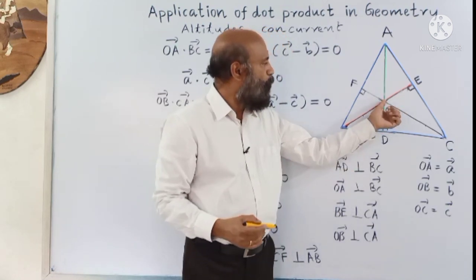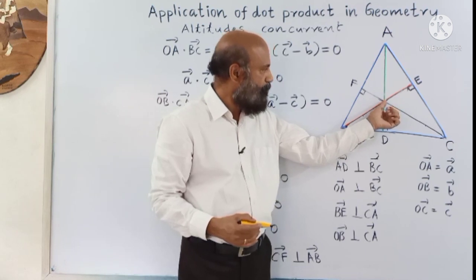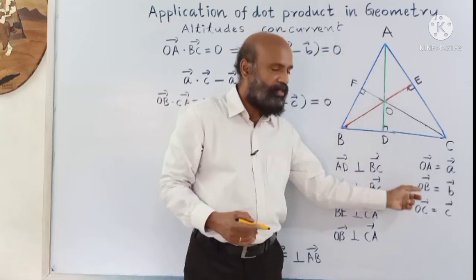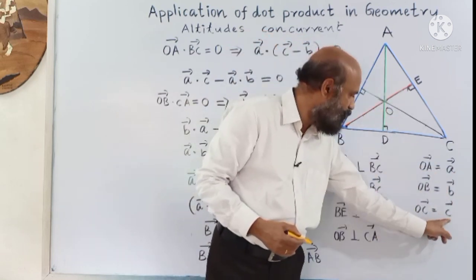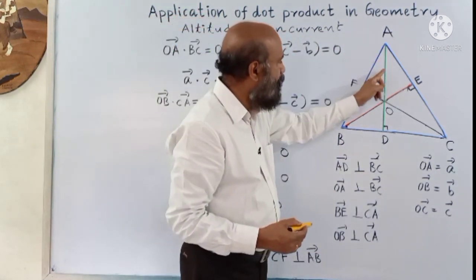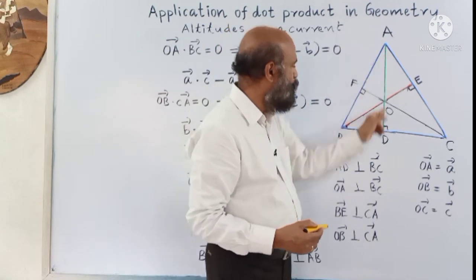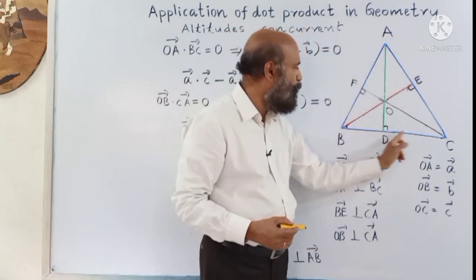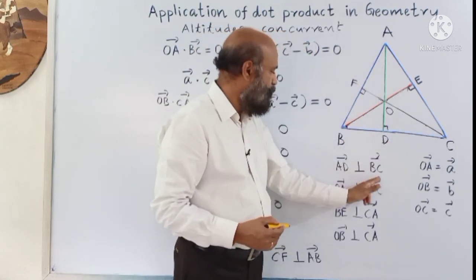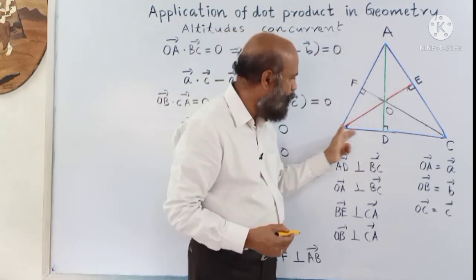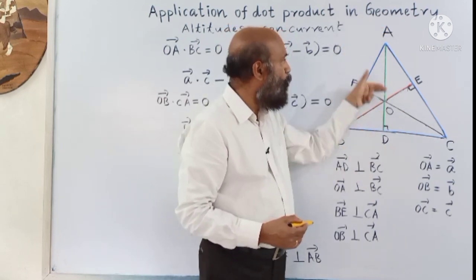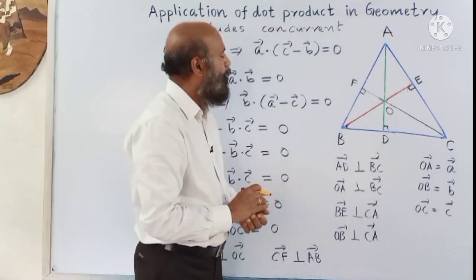Now take O as the origin. So OA vector is A vector, OB vector is B vector, OC vector is C vector. Now AD is perpendicular to BC. When AD is perpendicular to BC vector, OA will be perpendicular to BC.